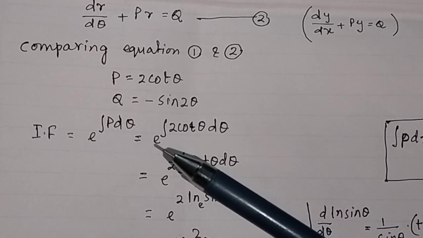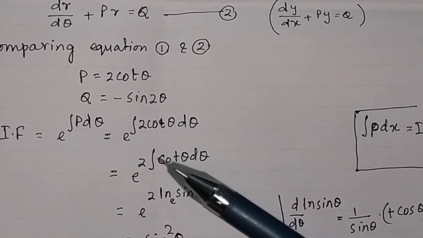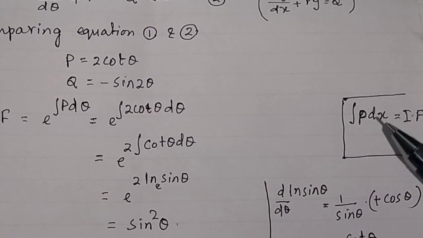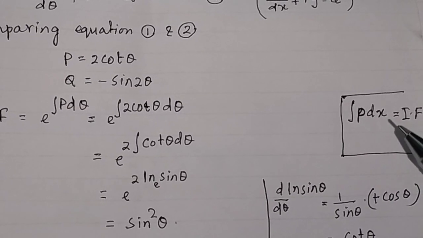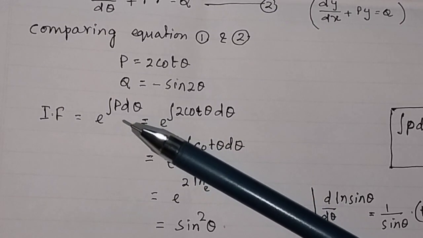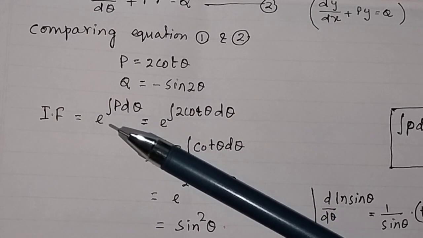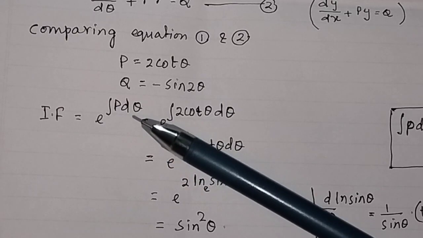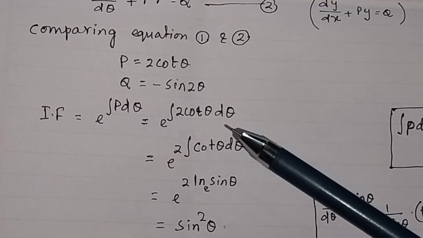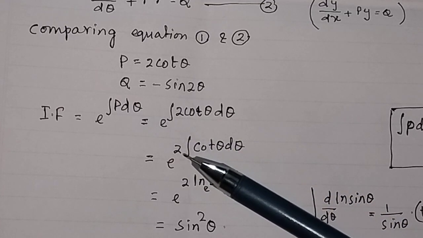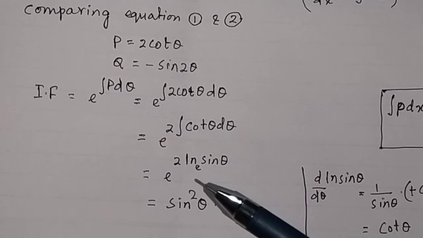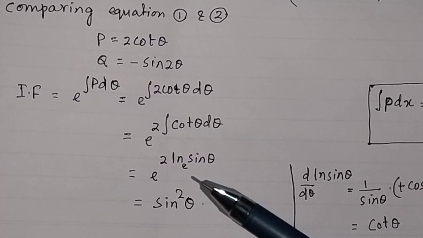Now we will find out the integrating factor. In terms of x, y, we know the integrating factor is e to the power integration of p dx. But here the integrating factor is e to the power integration p d theta. So e to the power integration of 2 cot theta d theta, you can take 2 outside. So integration of cot theta d theta, and the integration of cot theta is log sin theta to the base e.